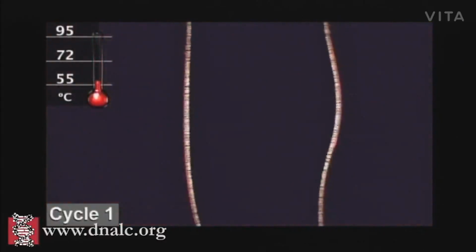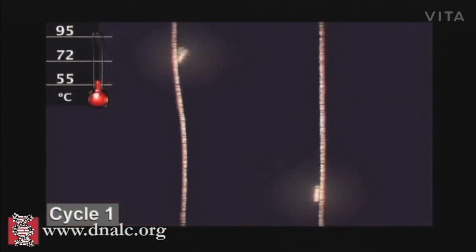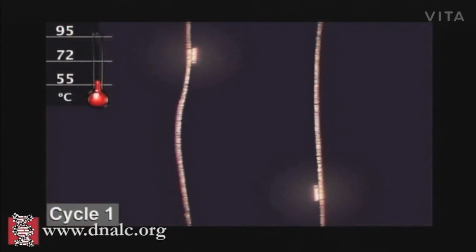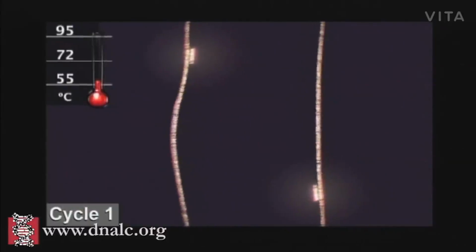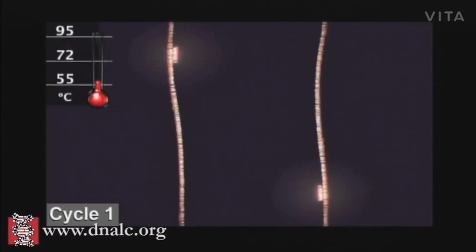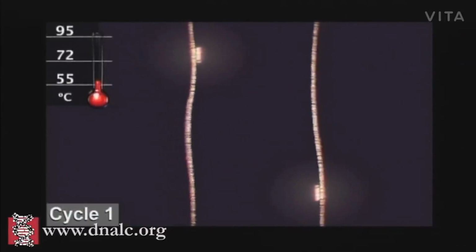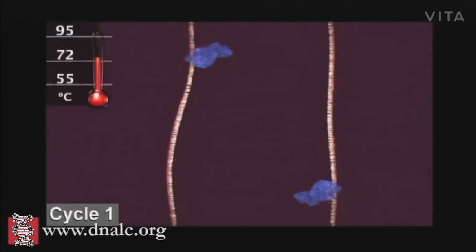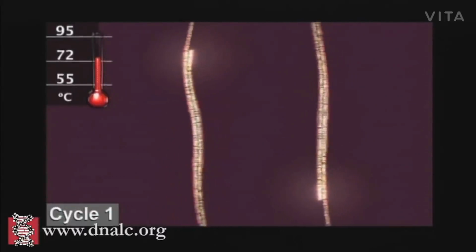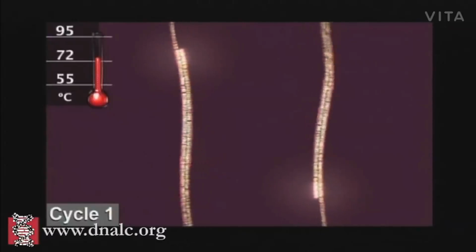When the temperature is decreased, short DNA sequences known as primers bind, or anneal, to complementary matches on the target DNA sequence. The primers bracket the target sequence to be copied. At a slightly higher temperature, the enzyme Taq polymerase, shown here in blue, binds to the primed sequences and adds nucleotides to extend the second strand. This completes the first cycle.